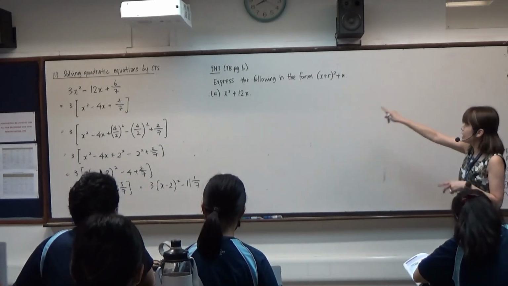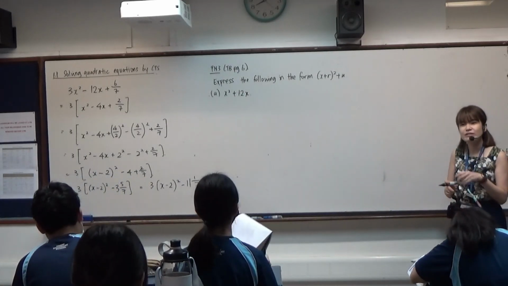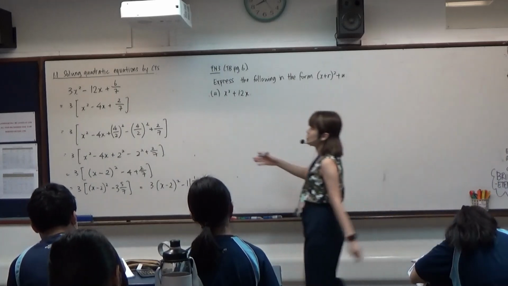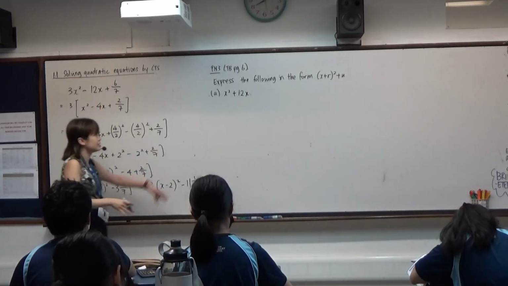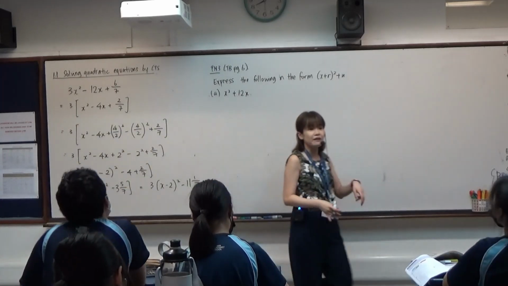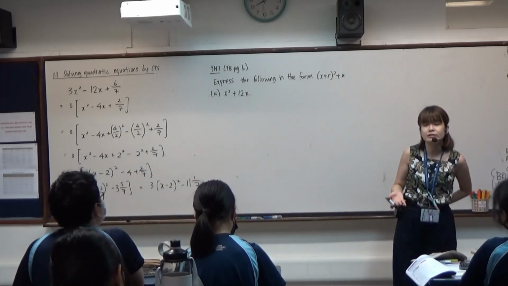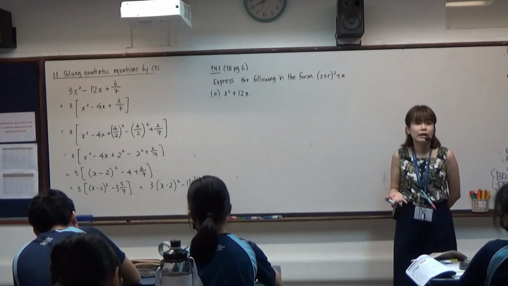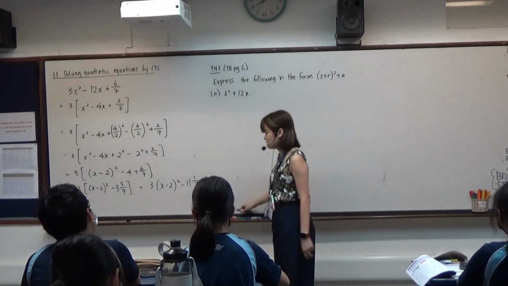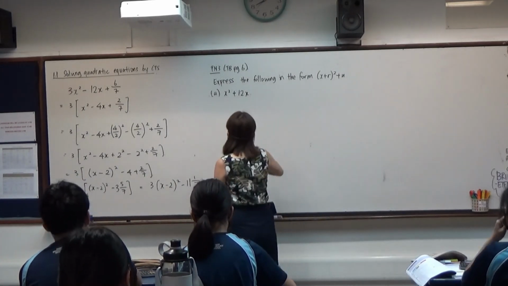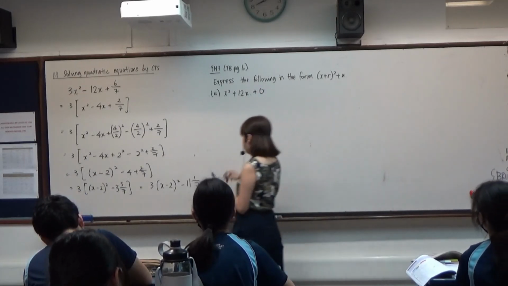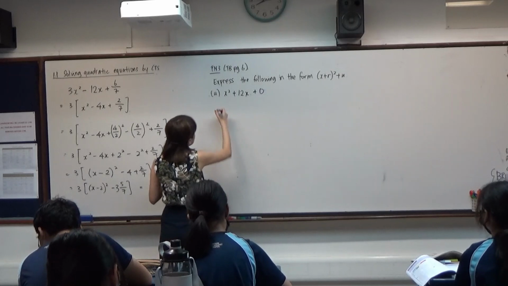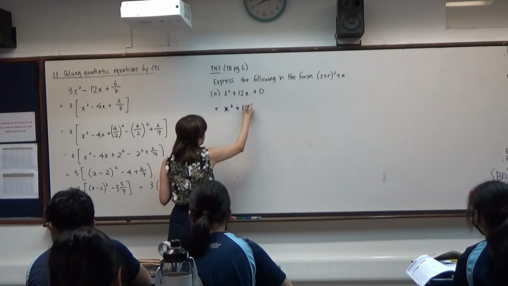Expressing this into the completed square form. It's slightly different from what we usually have, whereby usually there's a constant. This time round, we don't have a constant. But does our method differ? No, right? Because actually, what is the constant? Plus 0. So actually, the method doesn't differ at all. What we have to do is to do the usual.